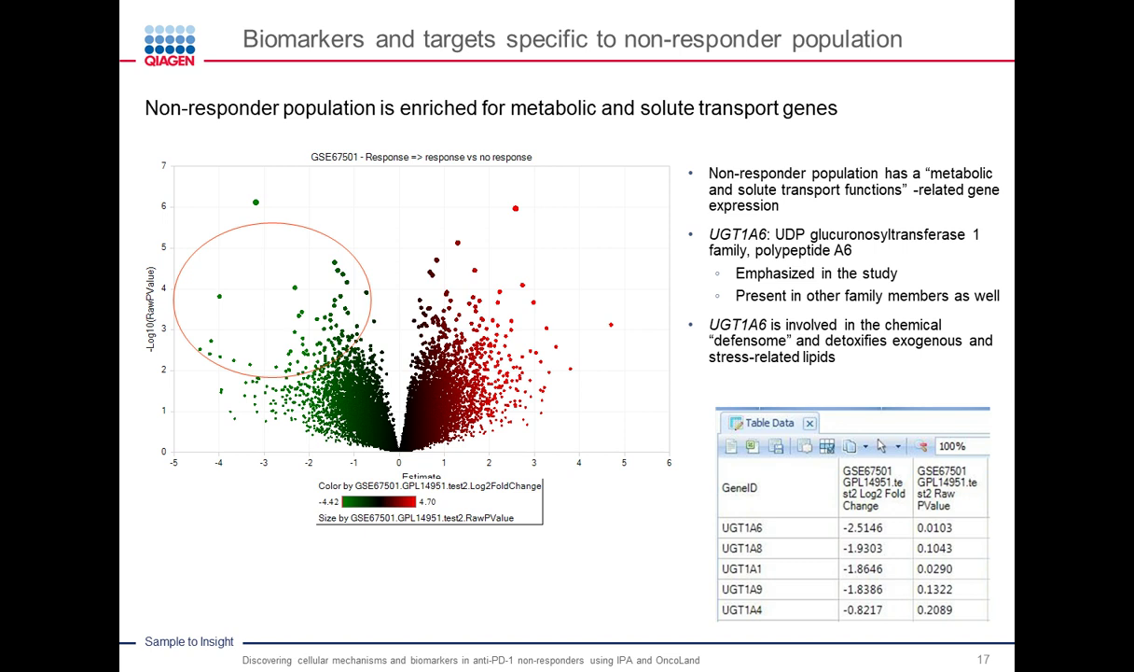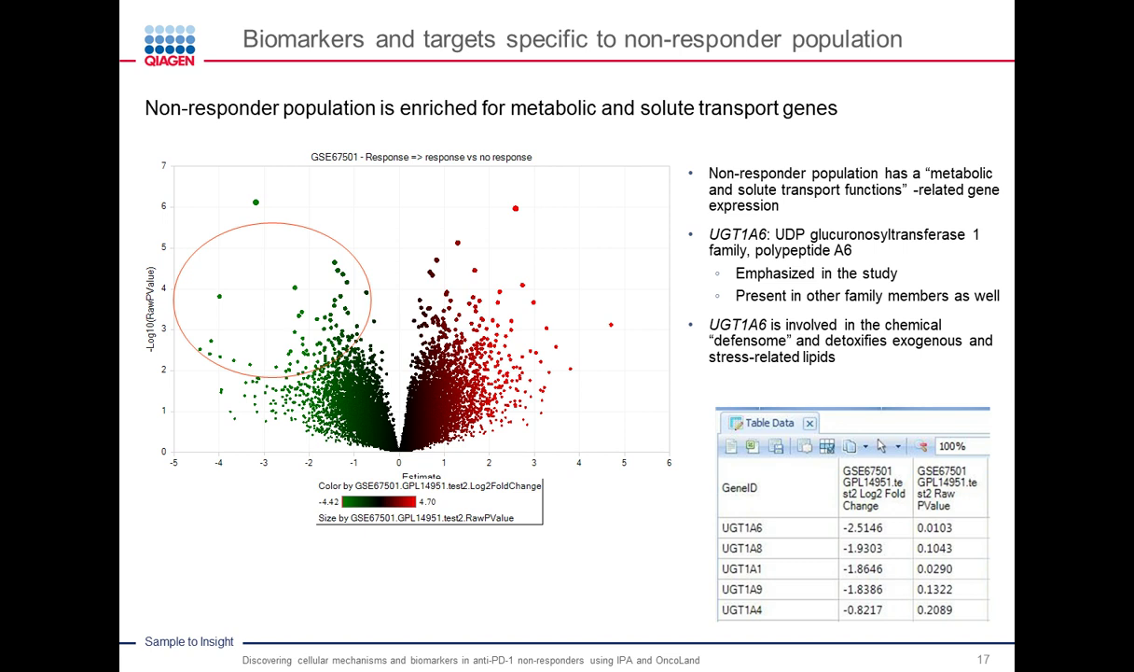If you read the paper that I mentioned, they emphasize greatly on these UGT1A family members, and that's why I'm going to start the discussion about them, right? One of the members they highly emphasize is UGT1A6. And if you read about these members, then you'll quickly realize that these members are involved in metabolic and solute transport functions. So one can even propose a hypothesis right now that one of the ways anti-PD1 non-responders might be resisting the therapy is, these genes might be detoxifying exogenous and stress-related lipids by breaking them down and excreting them outside of the cell, right?